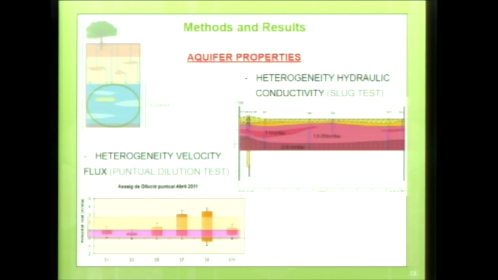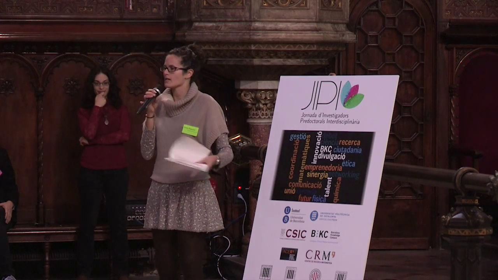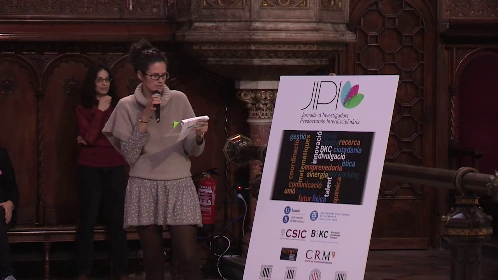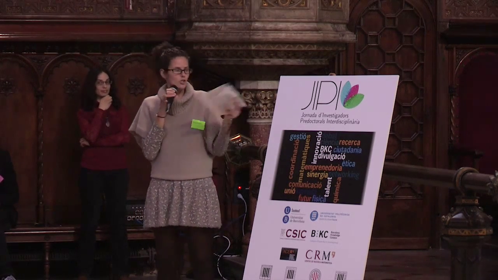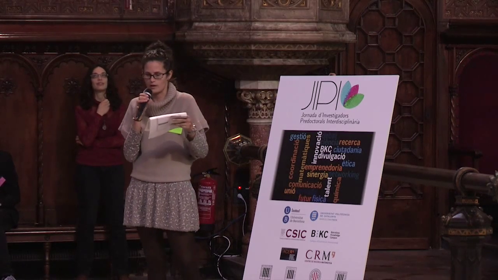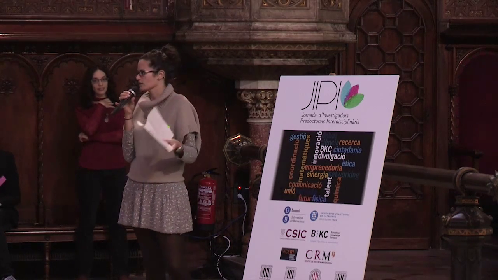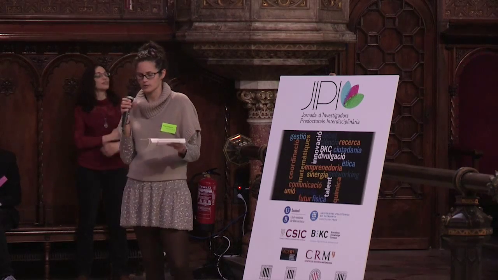We need to define the aquifer properties because we use these properties to understand the behavior of the aquifer. Some properties are hydraulic conductivity, flux velocity, and other properties. We use the slug test, point dilution test, and other push-pull tests to describe these properties. When we see the results of these tests, we can check the heterogeneity of the aquifer. That's very important.